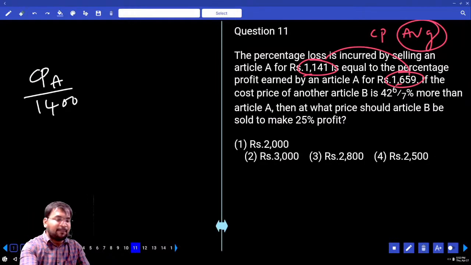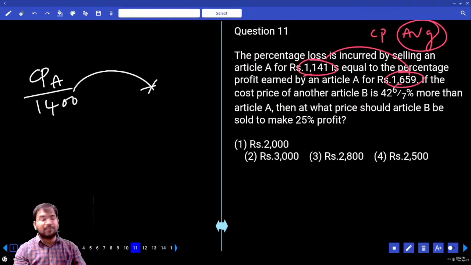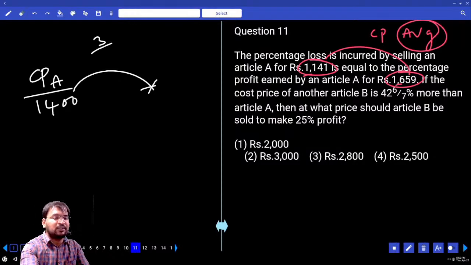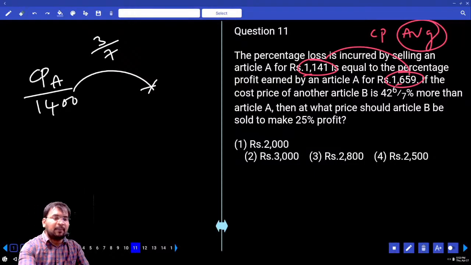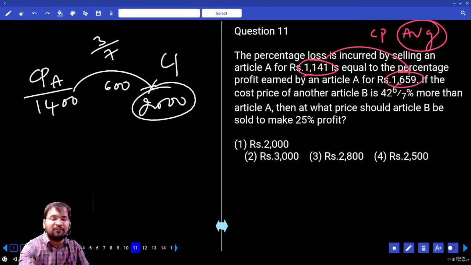Now cost price of B is 42 6/7 more. 42 6/7 is nothing but 3/7, na. 14 2/7 is nothing but 1/7. So 3/7 of 1400 is nothing but 600. That is nothing but how much? 2000. This is cost price of B.